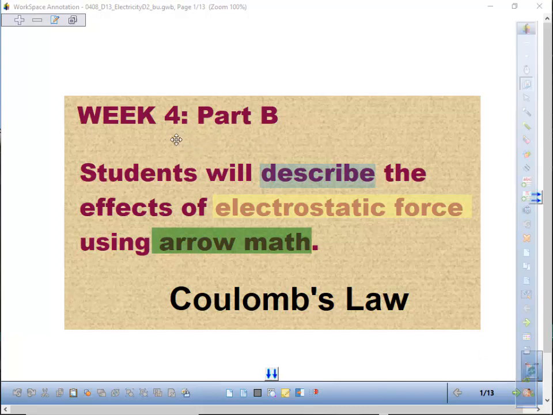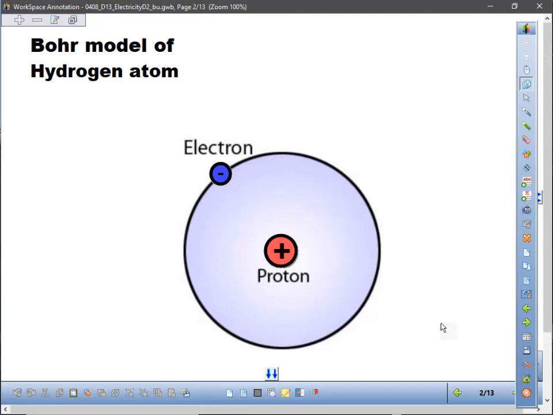Today is part B of week 4's lesson, and we're going to be describing electrostatic force using arrow math. So today you're going to get your equation for Coulomb's law and take some notes on that, and we'll do one warm-up at the end. So a quick review from what we talked about yesterday.